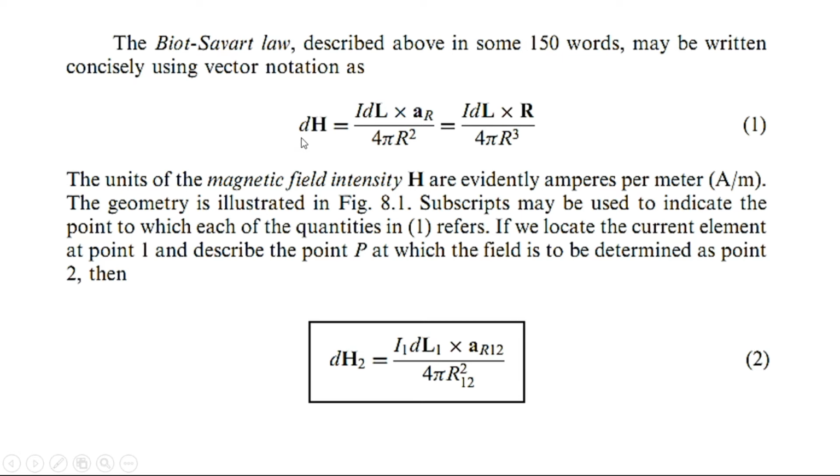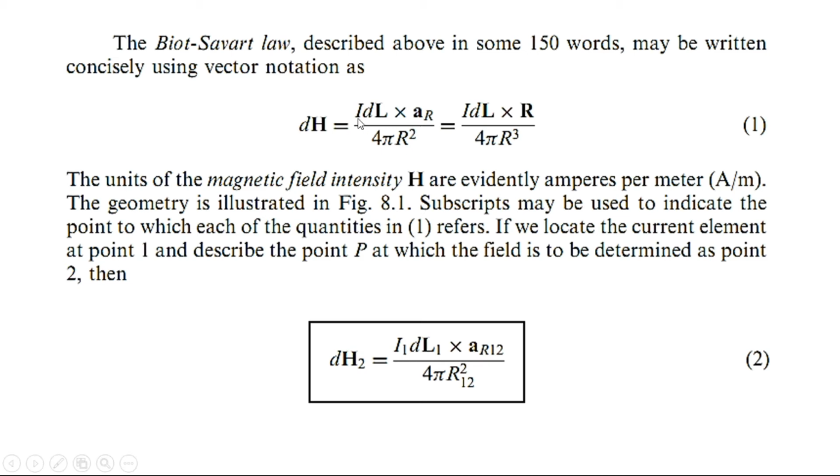because this is the vector notation. If we use the magnitude of the magnetic field intensity, it will be equal to I dL sine theta divided by 4 pi R square. That will actually be the magnitude of the differential magnetic field intensity at point P. But here we are representing this magnetic field intensity in vector notation, so we take the cross product with the unit vector, because we know that the magnitude of a unit vector is unity.